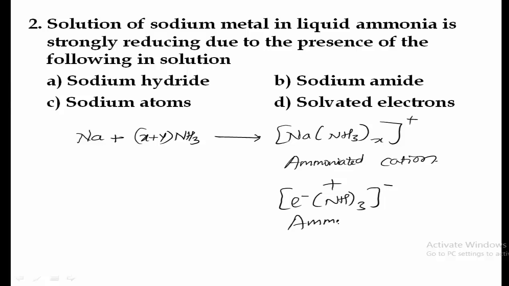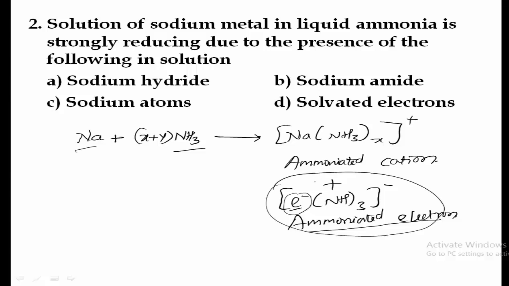And this complex is said to be an ammoniated electron, because an electron is there in this complex. This ammoniated electron is formed when sodium forms a solution with liquid ammonia, which is a solvent. So the interaction takes place between sodium and NH3. That interaction between the solute and solvent is said to be solvation energy or solvation. During that solvation, an electron is present, and that electron is said to be the ammoniated electron. This electron can also be called a solvated electron.